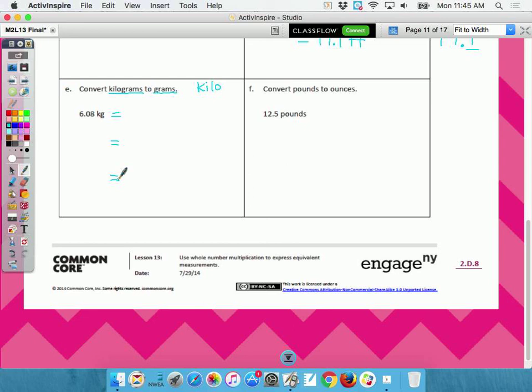Okay, so what is one unit going to be? One what, Mia? 1 kilogram, which is kg, right? Yep. And I've got 6 8/100 copies of that. This is kind of fun, isn't it? Yep. Okay, and then how many grams do you think are in a kilogram, class?